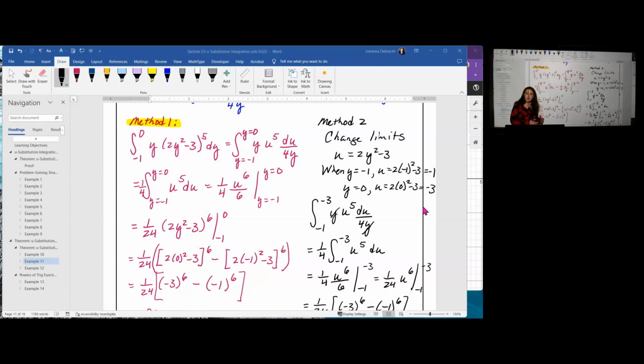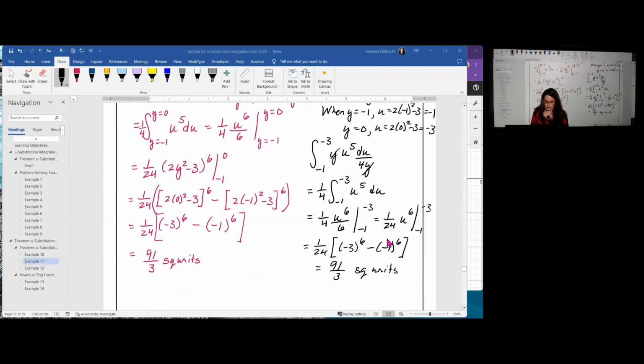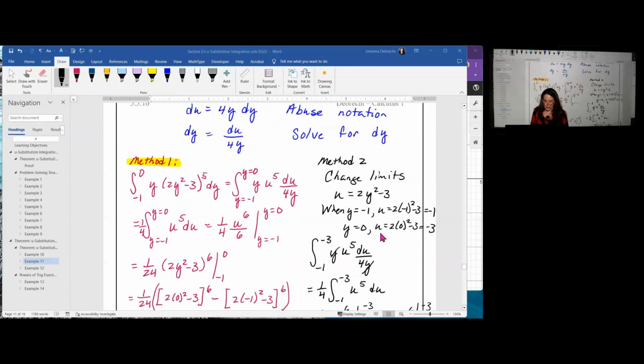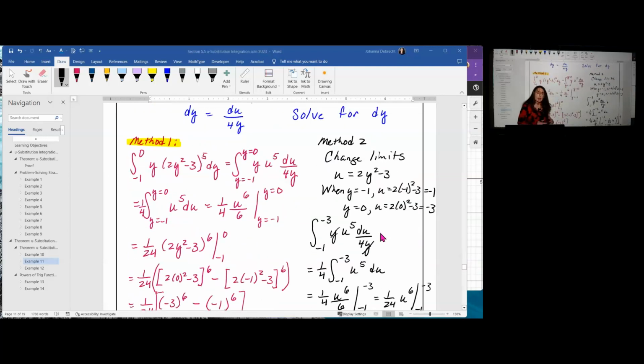But because I didn't change the limits of integration, I've got to go back to the original function. u gets replaced by what it was equal to. Now I have everything written in the antiderivative in terms of y, so I can drop the labels on the limits of integration. I substitute the upper and lower limits, do quite a bit of arithmetic. You should end up with 90⅓ squared units.